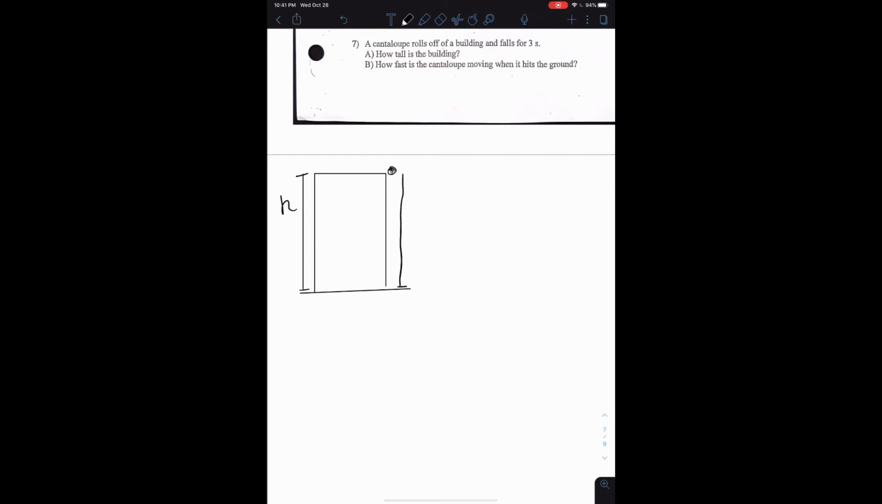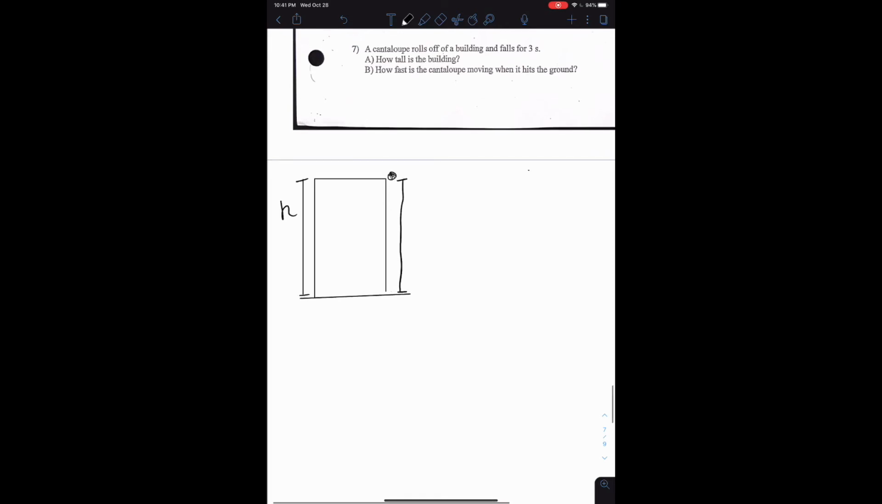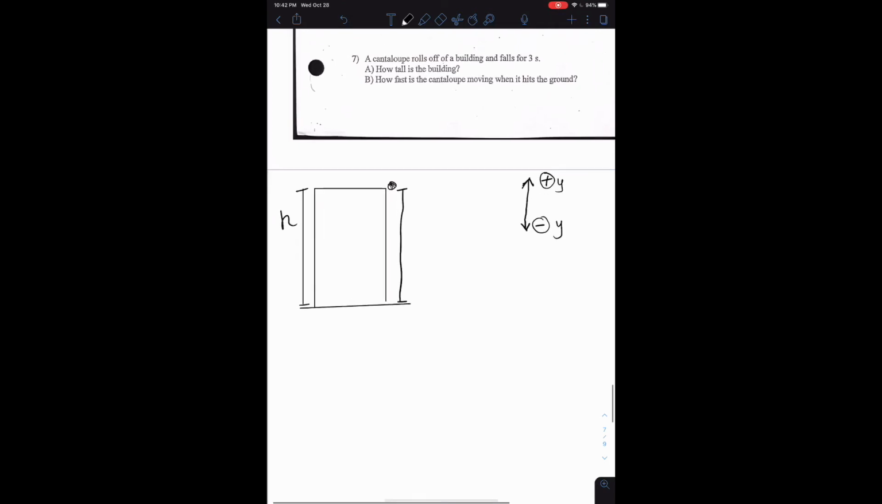And it's going to be in the vertical direction. So that means the y direction, right? So I like to call downward in the y direction the negative direction, and upward in the y direction the positive direction. So I'm saying that positive y will point up and negative y will point down. Okay, so if you really want, you can call down positive if you like. It doesn't have to be negative.